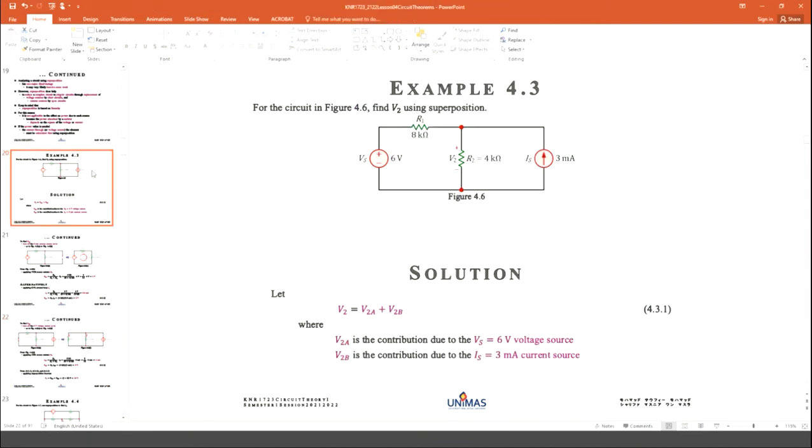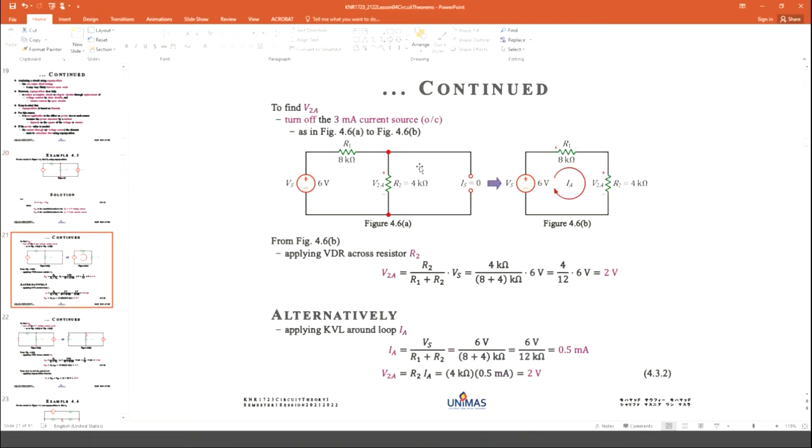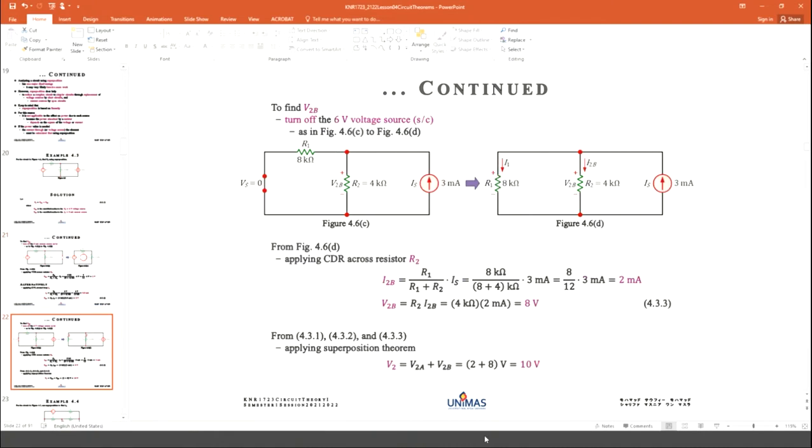So kalau you buat ni, okay. If you want to do the normal analysis, you can try to do it as a practice and see whether you still get your V2 10 volt. Okay, just to prove that the linear property works. Okay, so this one is a very simple circuit.